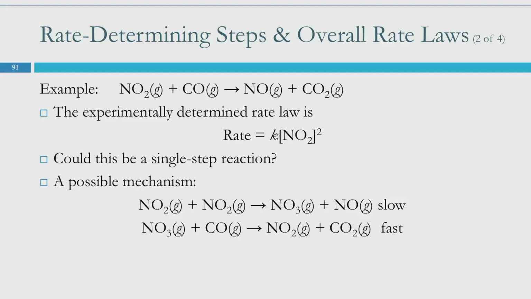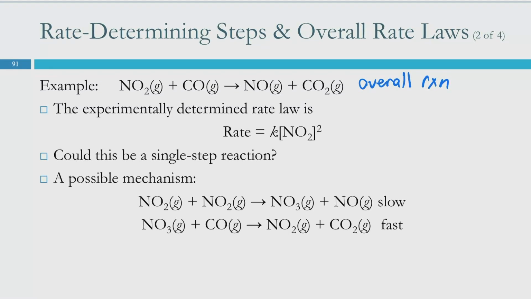So let's say that we have this equation. That's our overall equation, overall reaction. And we figure out experimentally this rate law, that the rate is equal to the rate constant times the concentration of NO2 squared. Could this be a single step reaction? Maybe. Probably not. If this was a single step reaction, we would probably expect to see just the concentration of NO2 times the concentration of CO instead of NO2 squared.